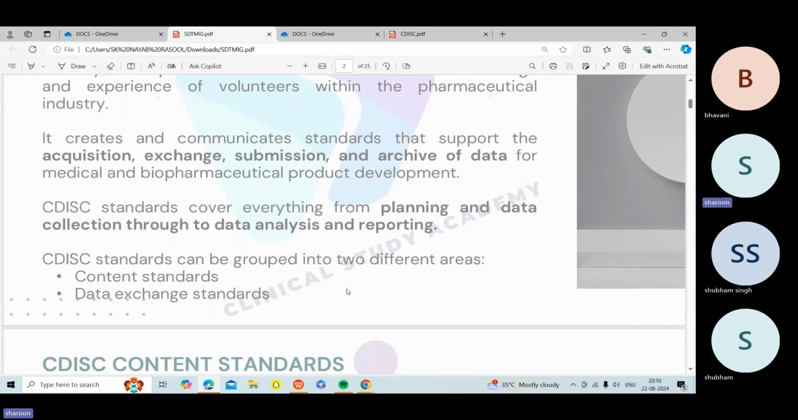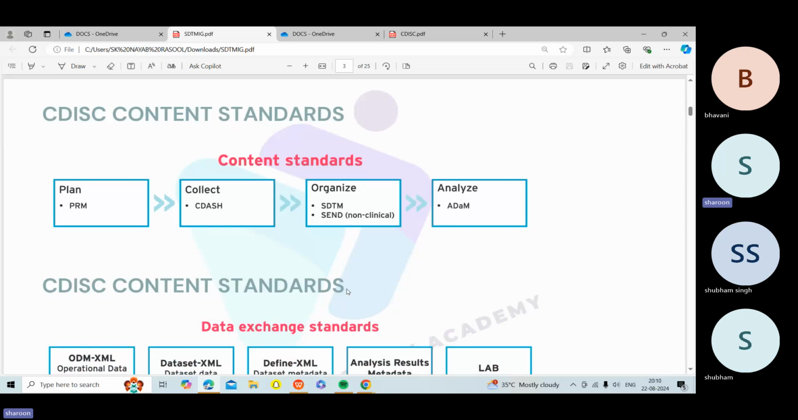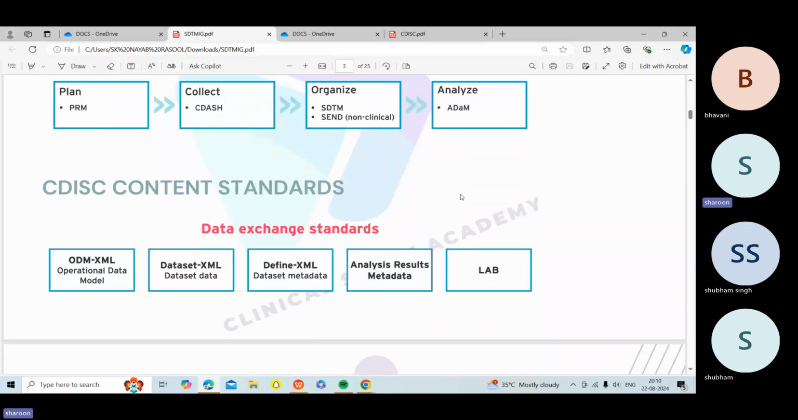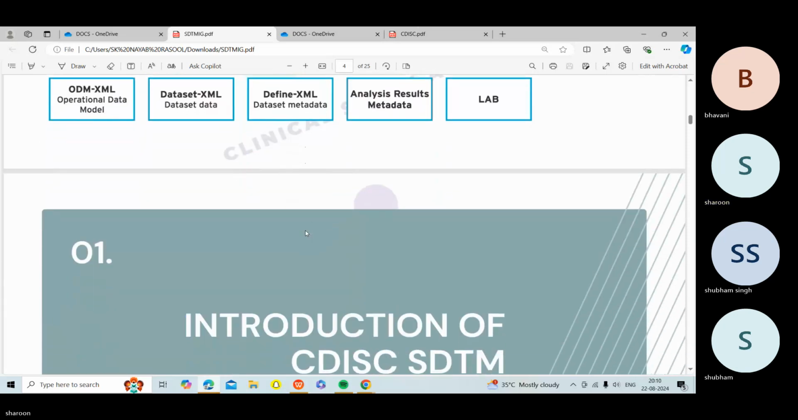CDISC standards can be grouped into two different areas: content standards and data exchange standards. CDISC content standards: plan, PRM; collect, CDASH; organize, SDTM, SEND for non-clinical; analyze, ADaM. Data exchange standards: ODM-XML, operational data model; Dataset-XML, dataset data; Define-XML, dataset metadata and analysis results metadata; LAB.